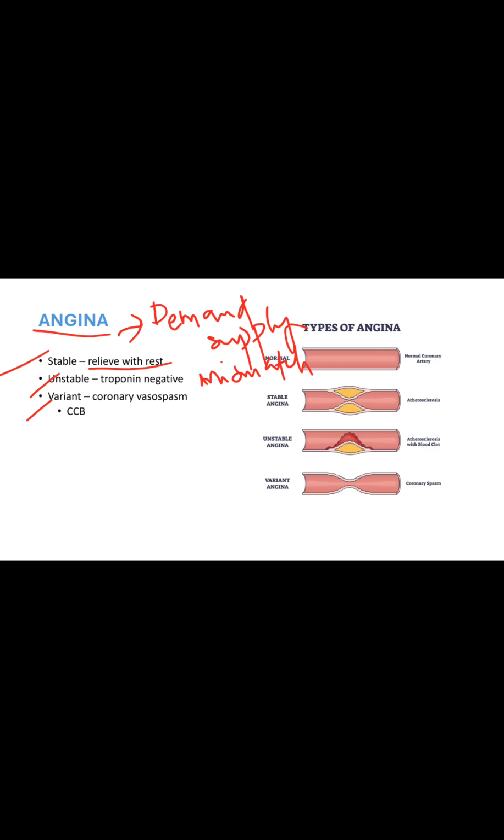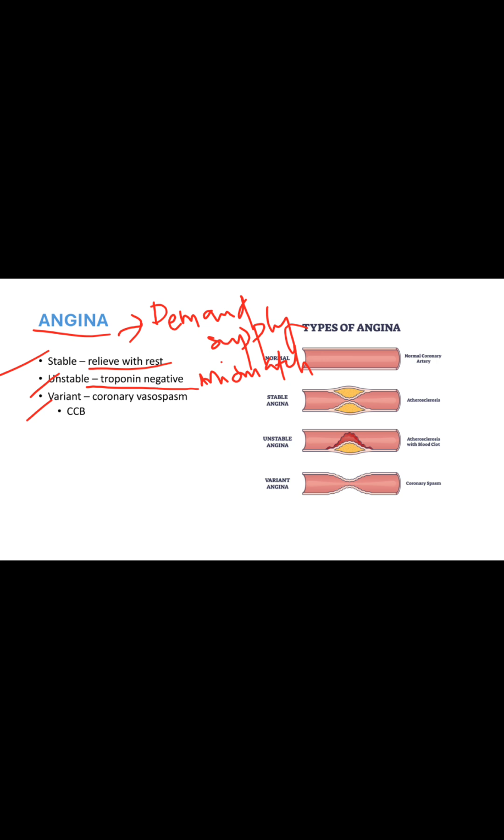Unstable means there is chest pain, but it is not relieving with rest, and you are taking an ECG. There can be ECG changes like ST depression or elevation during the chest pain. It may revert back to normal, but the troponins are negative. So there is no actual infarct which has happened.